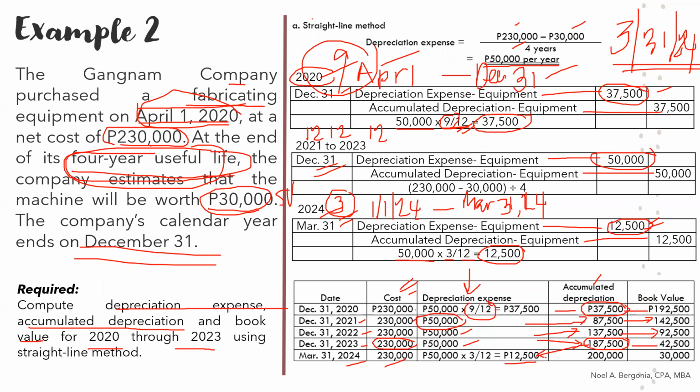So the total accumulated depreciation na po was 200,000. So cost na 230 minus accumulated depreciation na 200,000, your book value at the end of the 4-year useful life on March 31, 2024 is 30,000. Okay? And the 30,000, as you have noticed, is similar as well doon sa ating salvage value. Okay? So I hope na clear na sundan po natin yung entries at the same time how to compute for the book values to be presented in your financial statements.